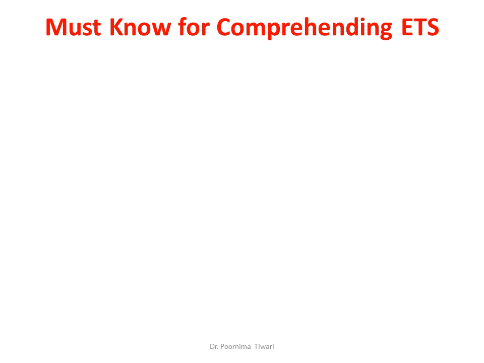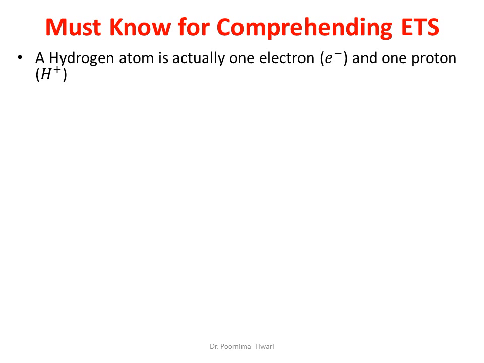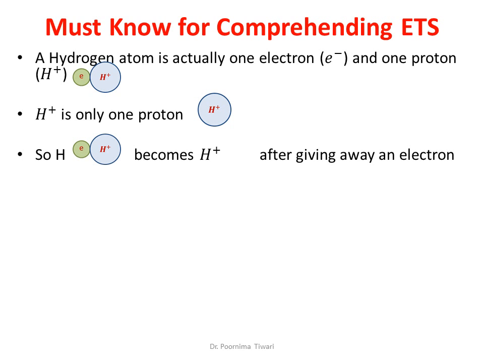It's not difficult to understand the electron transport chain if we understand the following facts. One hydrogen atom is actually just one electron and one proton. Therefore, H+ ion is only a single proton. So, a hydrogen atom becomes a hydrogen ion, only a single proton, after it gives away its only electron.